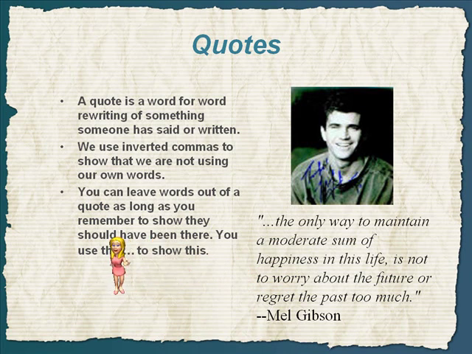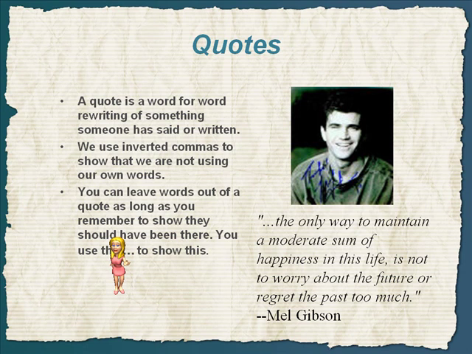A quote is a word-for-word rewriting of something someone has said or written. We use inverted commas to show that we are not just using our own words. And you can leave words out of a quote as long as you remember to show they should have been there. You use the 3 dots, its real name is ellipses, to show this.